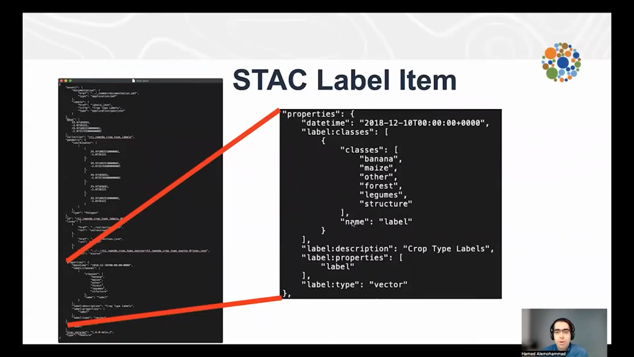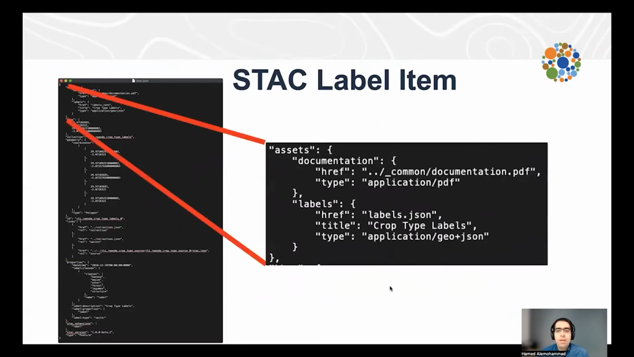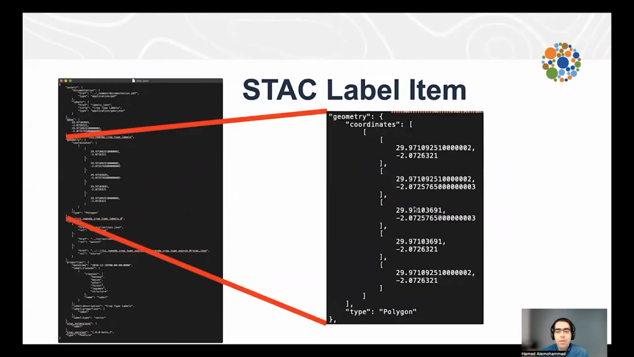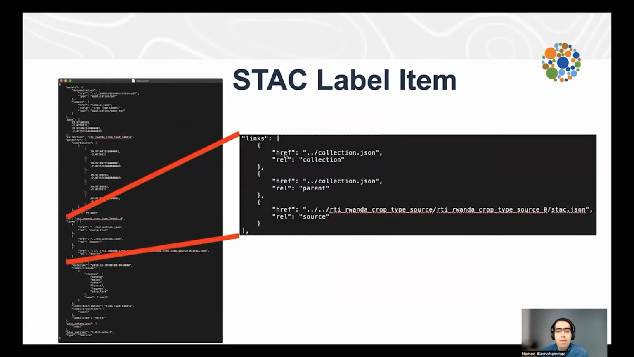This is an example of a STAC label item for a training data set on MLHub. You can see we have a set of properties. We have label classes, for example. This is various types of crop types in this label, a description. The type of label in this case is a vector data set. We have assets which include the documentation, as well as the actual label.json, which is the polygons of the label data set. Then we have a geometry, and then we have a set of links, including the typical collection and parent link, as well as a source link. This is a special kind of link for the label extension, which links the label collection to a source collection.